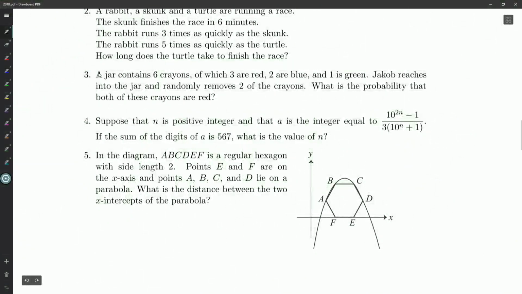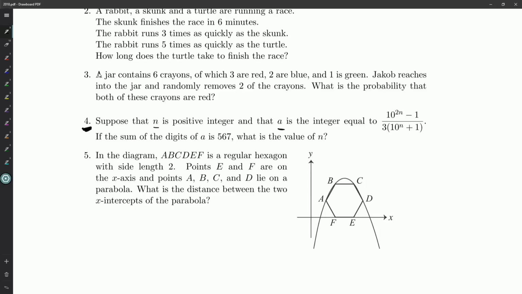We're looking in this video at question number 4, A4 to be precise, on our 2018 Canadian Senior paper. Suppose that n is a positive integer and that a is the integer equal to (10 to the 2n minus 1) divided by (3 times (10 to the n plus 1)). So that's things like 11, 101, 1001. If the sum of the digits of a is 567, what is the value of n?